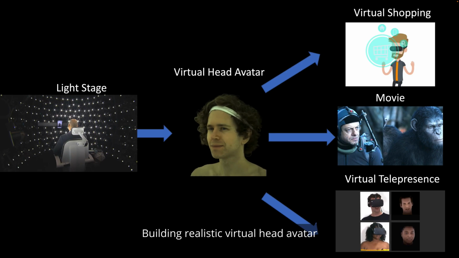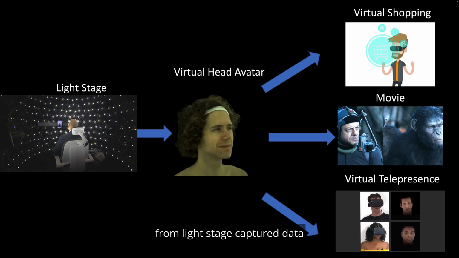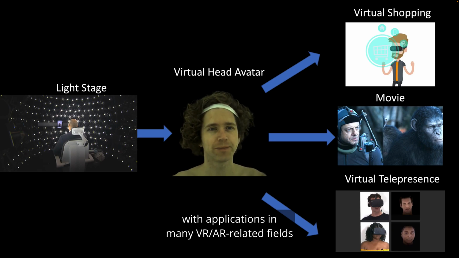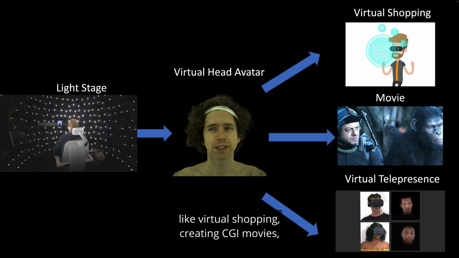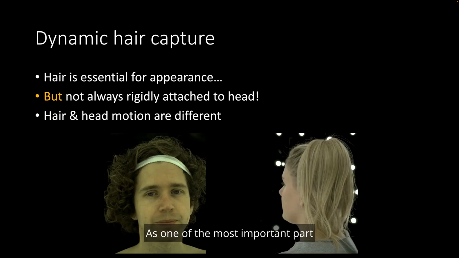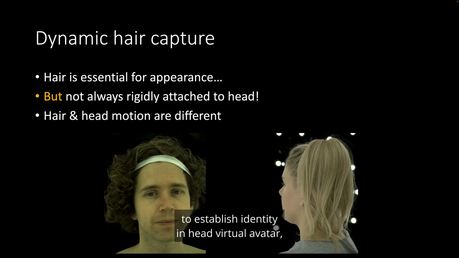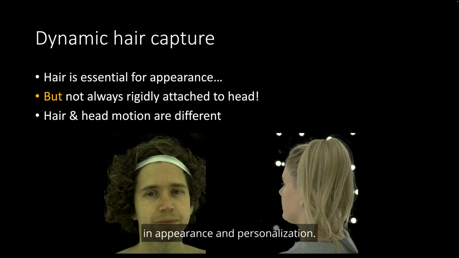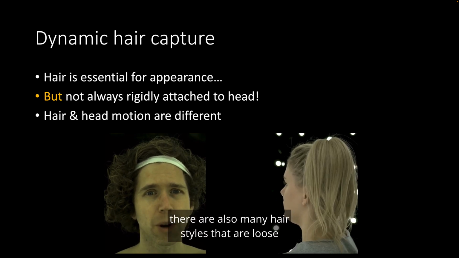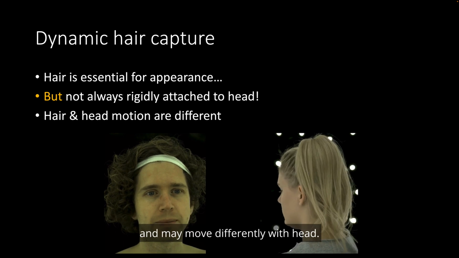Building a realistic virtual head avatar from light stage capture data has long been an interesting problem with applications in many VR/AR related fields like virtual shopping, creating CGI movies, and enabling virtual telepresence. As one of the most important parts to establish identity in a head virtual avatar, hair plays an important role in appearance and personalization. Although many hairstyles move rigidly with the head, where we could simply model them as part of the head, there are also many hairstyles that are loose and may move differently from the head.